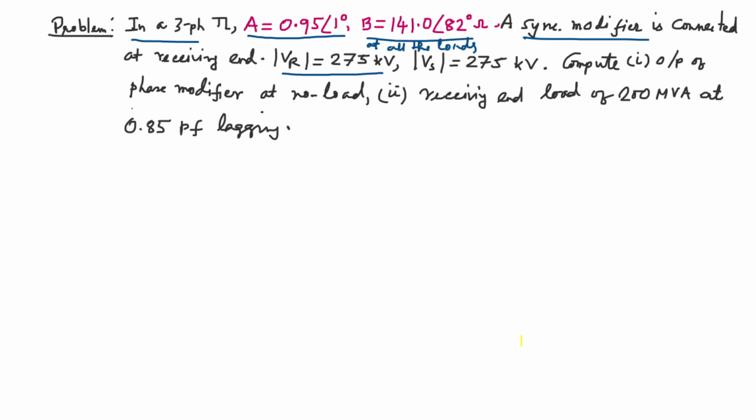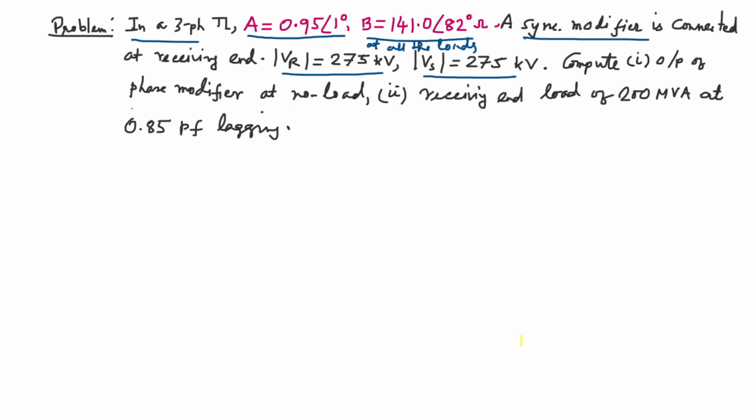I repeat, a synchronous phase modifier is connected at the receiving end. What is the purpose of the synchronous modifier? It is to bring the receiving end voltage to 275 kV irrespective of the loads. Also, the sending end voltage is kept at 275 kV.